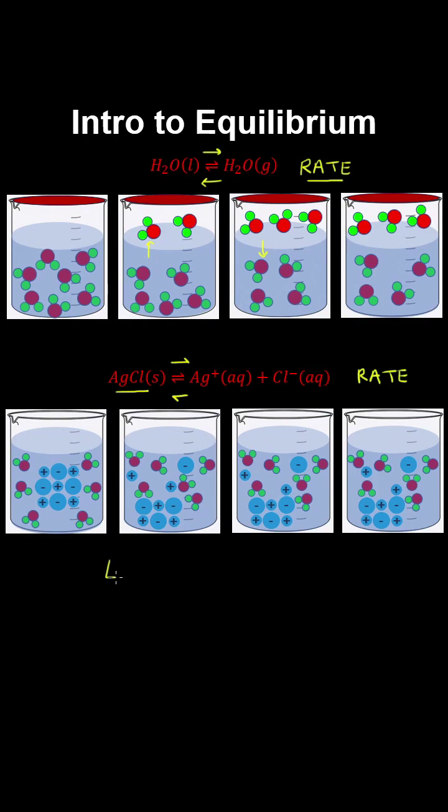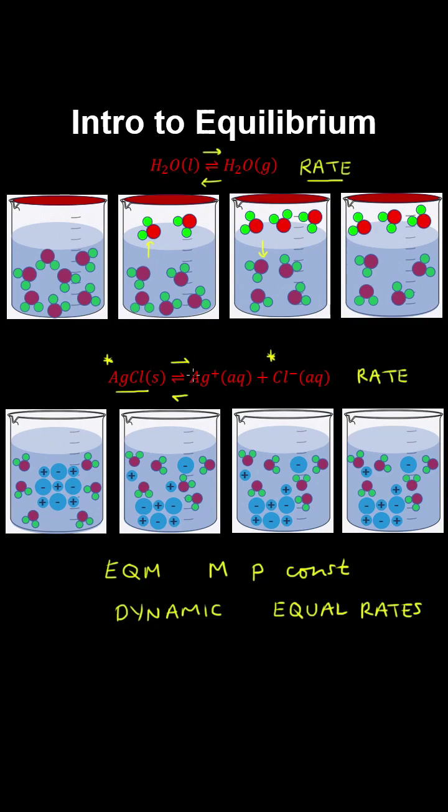So the main point is that when equilibrium is reached, the reactants and products are both present, and the molar concentrations or partial pressures of all species remain constant. The equilibrium state is dynamic, meaning that the forward and reverse processes continue to occur at equal rates. So the processes don't stop occurring, and this results in no net change that can be observed.